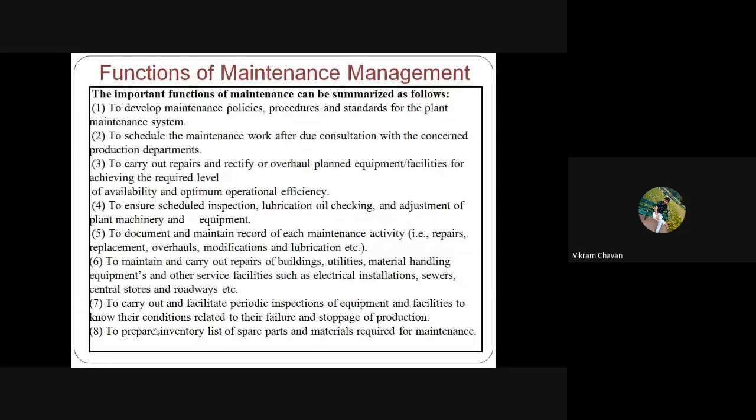The policies are just a guideline for the workers. The policies are nothing but the guidelines for the worker to work on any of the machine or any of the task, to schedule the maintenance work after due consultation with the concerned production department.